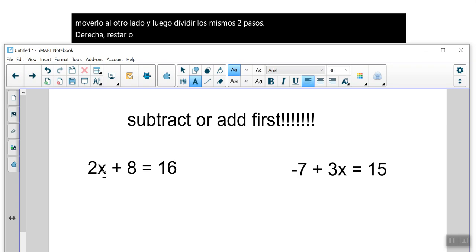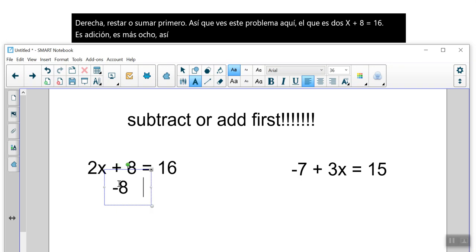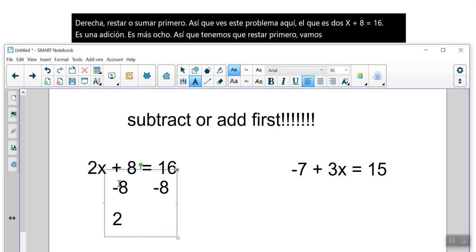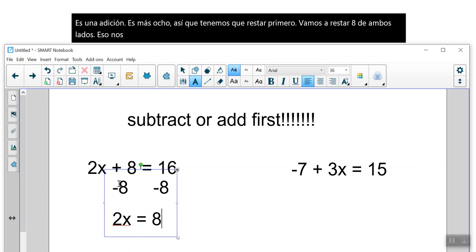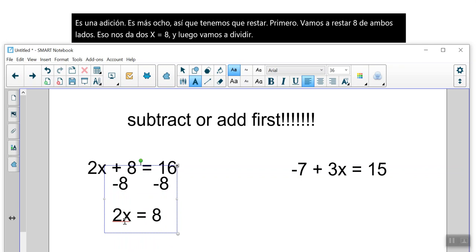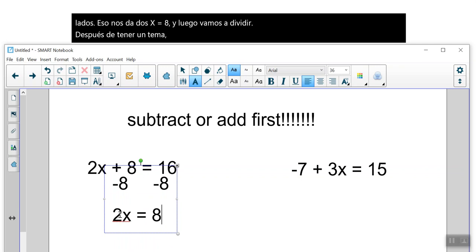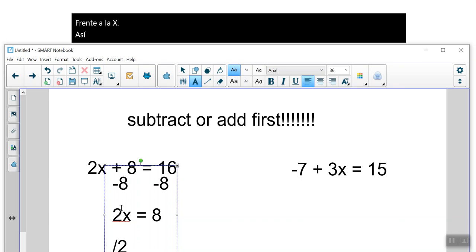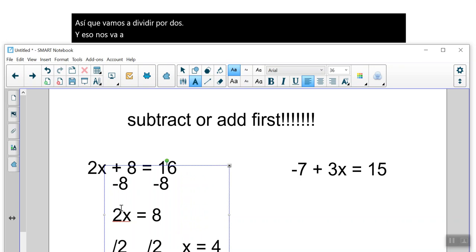So you see this problem over here, the one that's 2x plus 8 equals 16. It's addition, it's plus 8, so we have to subtract first. We're going to subtract 8 from both sides. That gives us 2x equals 8. And then we're going to divide. After we add or subtract, we divide. And we divide the number in front of the x. So we're going to divide by 2. And that's going to give us, I ran out of room, but that's going to give us x equals 4.